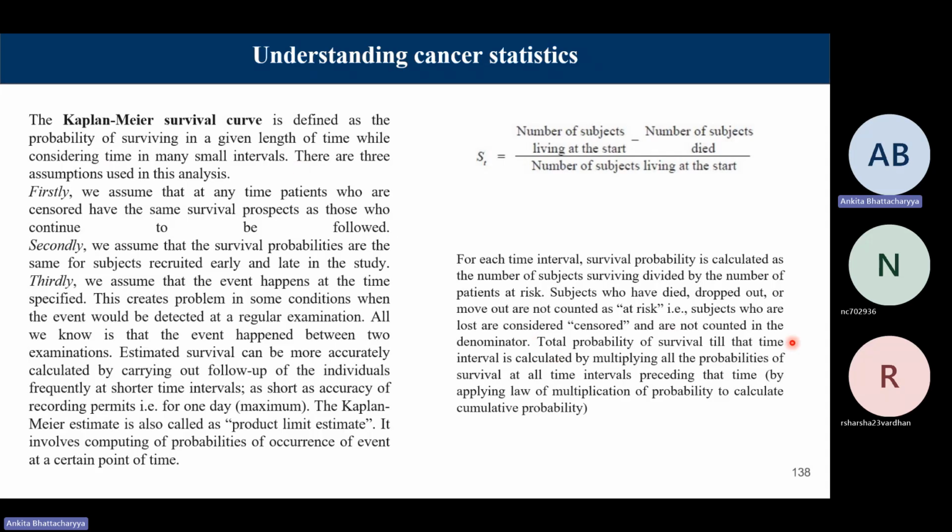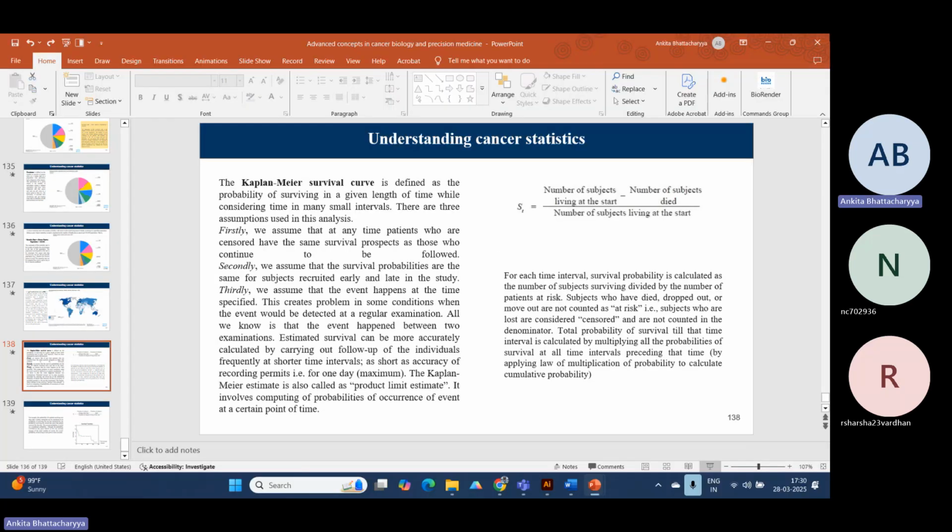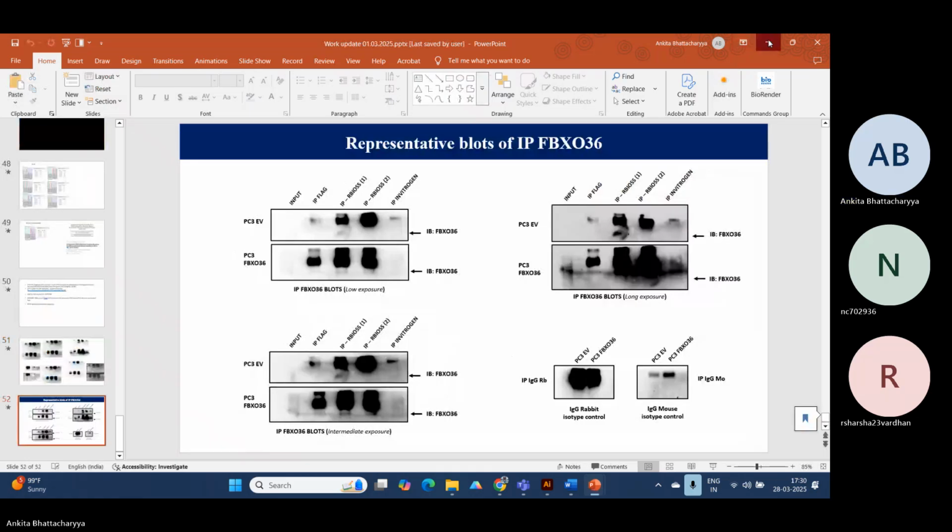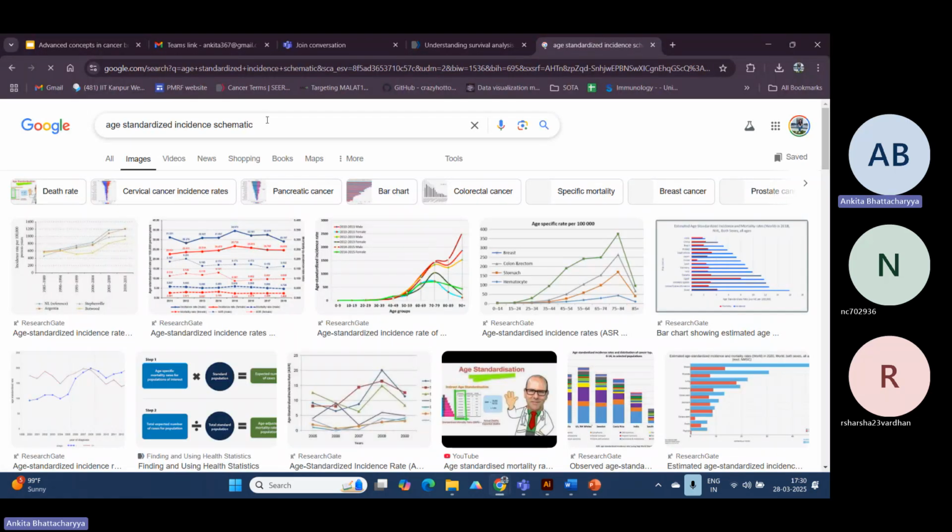Total probability of survival till that time interval is calculated by multiplying the probability of survival at all time intervals preceding that time. So if you have studied basic probability, you would know that to get the cumulative probability, you would have to multiply all the other probabilities preceding that period of time. Maybe I'll show you an easier way of understanding this. This might actually be very confusing.